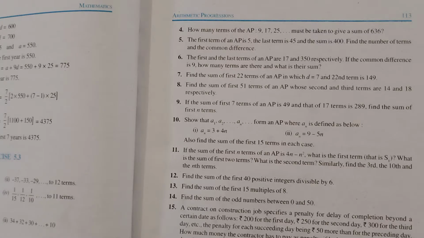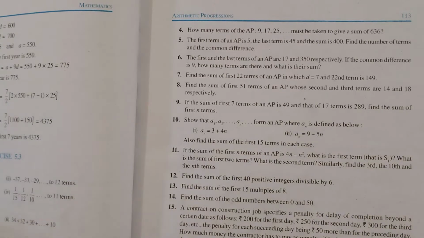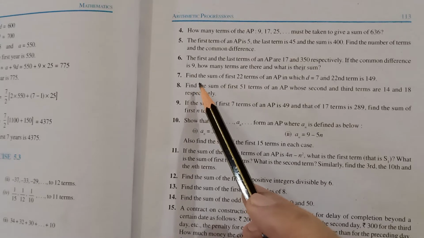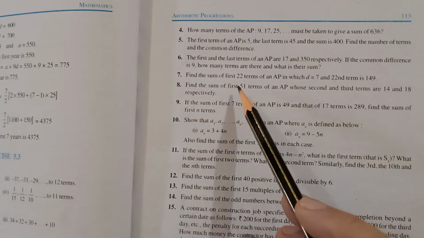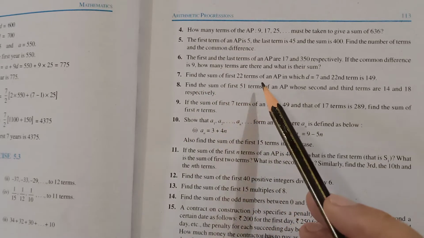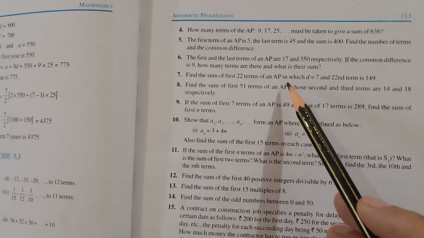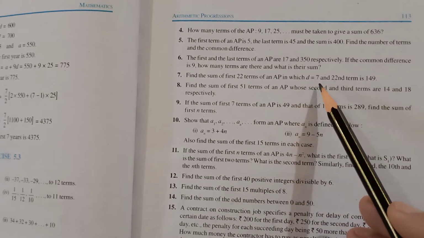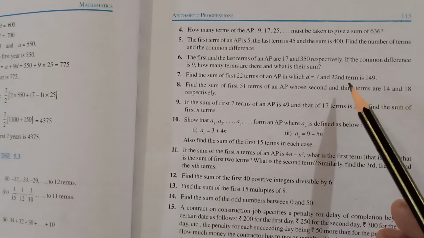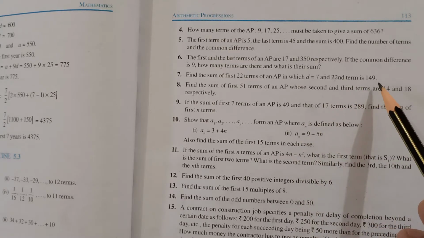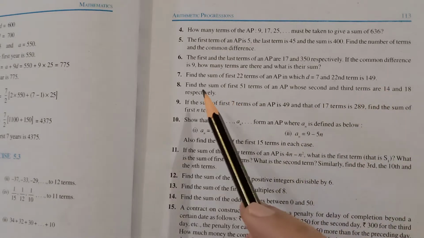Hello students, let us continue exercise 5.3. We have already discussed question number 6. Now we discuss question number 7. Find the sum of first 22 terms of an AP in which d equals 7 and the 22nd term is 149.